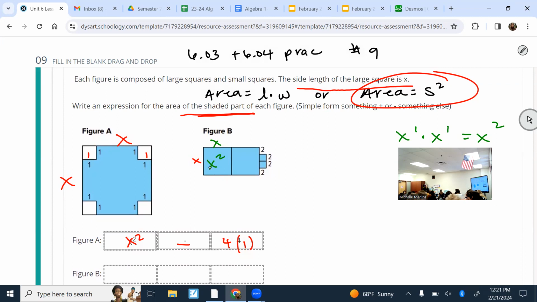But the area of the large square in figure B is x squared, and we have 2 of them. So for figure B, we have 2x squared. And then we have these additional small squares. Do these add or subtract from the total shaded area? So it'll be 2x squared plus, what are the dimensions of the small squares? They're labeled 2 by 2. So what's my area of the small square?